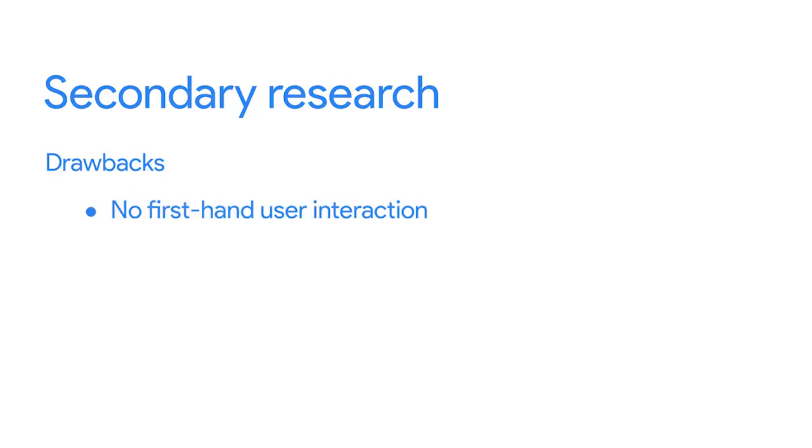But there are also drawbacks to secondary research. Secondary research doesn't allow you to observe users interacting with your budgeting app, so you will not have feedback on how users feel about your product.